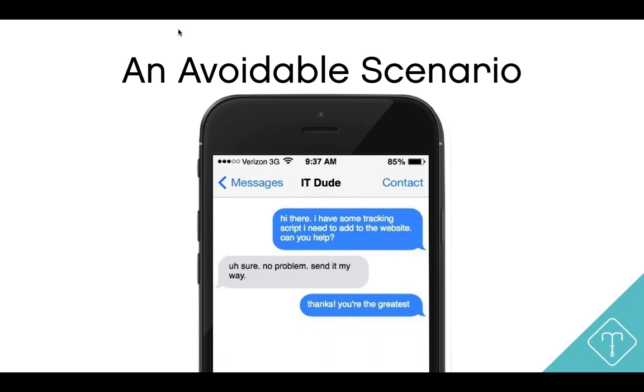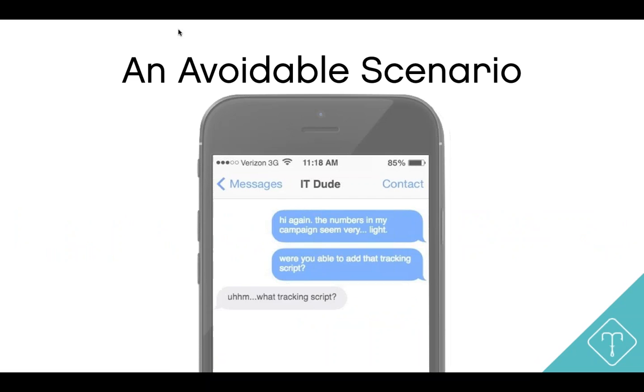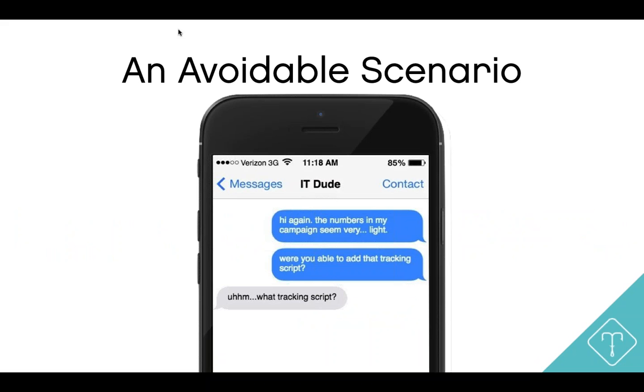Now, if you are like me and you are a marketing person and you've had to have this conversation before, there is a distinct possibility that you have had this happen as well, where maybe a couple weeks go by and you're looking at your campaign metrics and you notice things are a little bit off and it doesn't really look like things are working too well, and you're starting to get a little nervous and anxious, and you send that same IT person a nice note saying, numbers for the campaign seem kind of light. Were you able to add that tracking script?